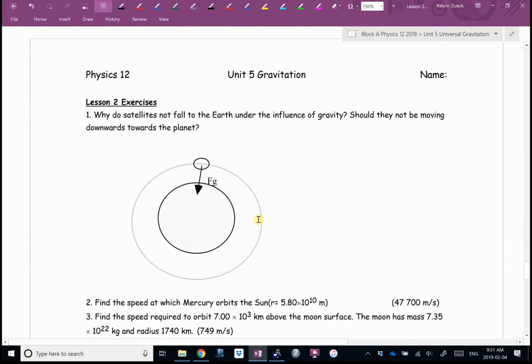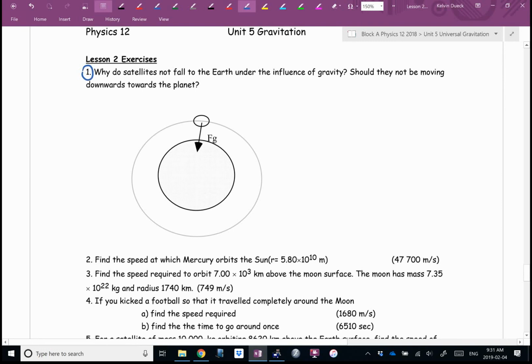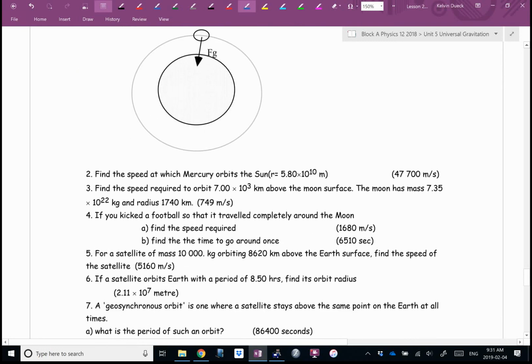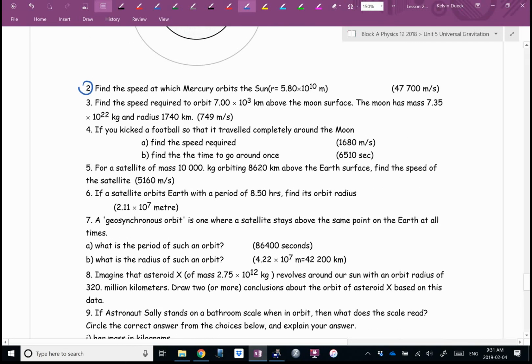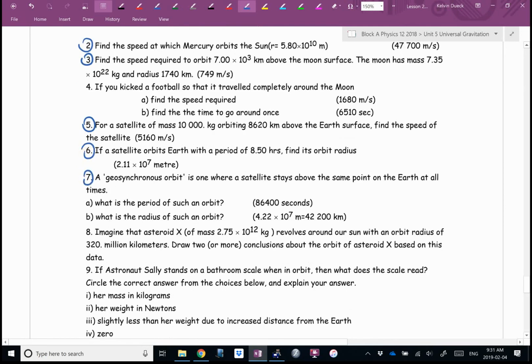What's your homework? Number 1 we've talked about. Number 2, I'm giving you the radius of Mercury's orbit. Find Mercury's orbital speed. You didn't give us Mercury's mass. I bet you it cancels. But I did give you the sun's mass. It's on your sheet. You can try number 3. Five is good. I skipped 4. 6 is good. 7 is good.